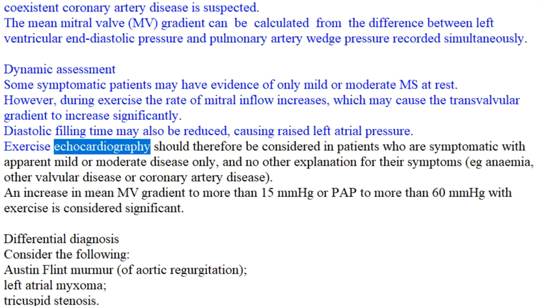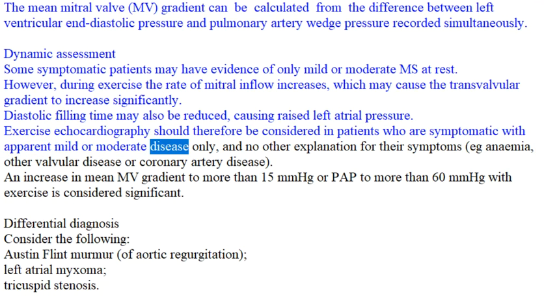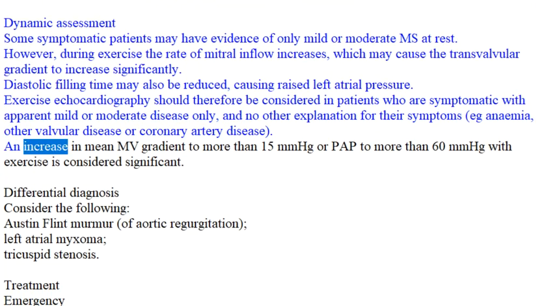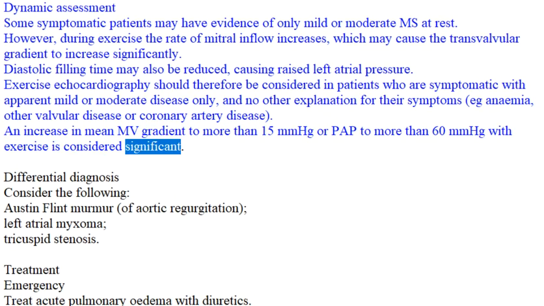Exercise echocardiography should therefore be considered in patients who are symptomatic with apparent mild or moderate disease only, and no other explanation for their symptoms, e.g. anemia, other valvular disease or coronary artery disease. An increase in mean MV gradient to more than 15 mmHg or PAP to more than 60 mmHg with exercise is considered significant.